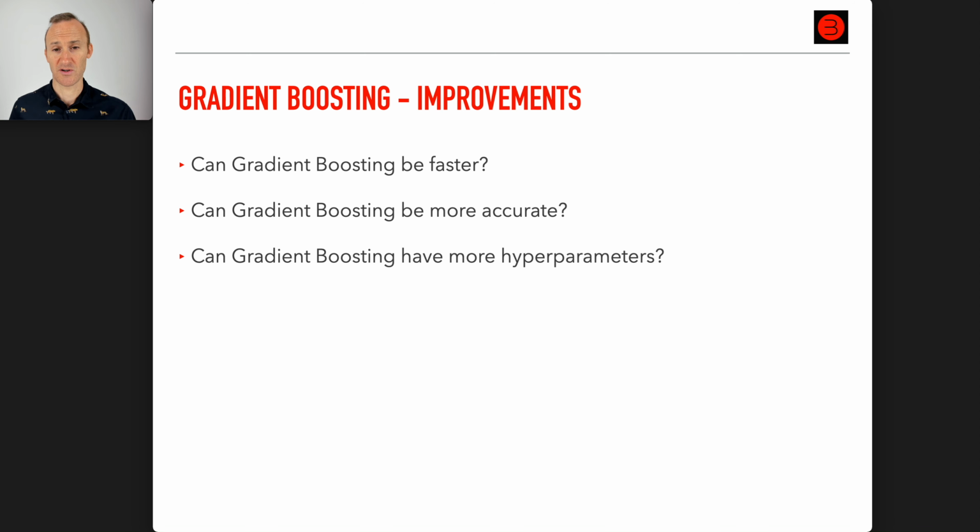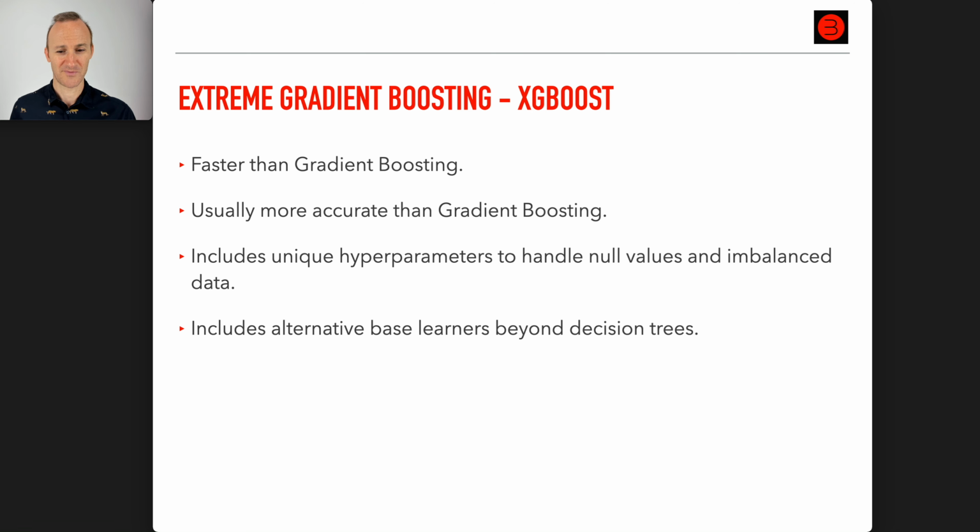It's faster than gradient boosting. By the way, there are gradient boosting algorithms like gradient boosting regressor, but XGBoost performs better pretty much always. It's usually more accurate than gradient boosting, as mentioned. And it includes unique hyperparameters to handle null values and imbalanced data, which is nice. It includes alternative base learners beyond decision trees. It's kind of a fun topic.